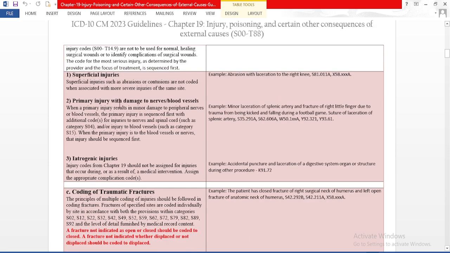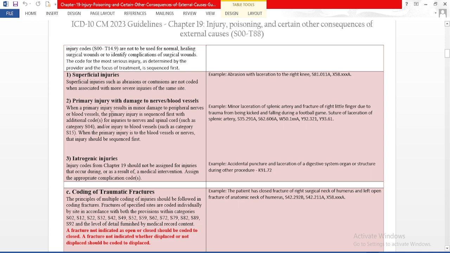Next guideline, primary injury with damage to nerves and blood vessels. When a primary injury results in minor damage to peripheral nerves or blood vessels, the primary injury is sequenced first, with an additional code for injuries to nerves and spinal cord and an injury to blood vessels. When the primary injury is to the blood vessels or nerves, that injury should be sequenced first. We have one more example for this guideline. Minor laceration of splenic artery and fracture of right little finger due to trauma from being kicked and falling during a football game. Suture of laceration of splenic artery.